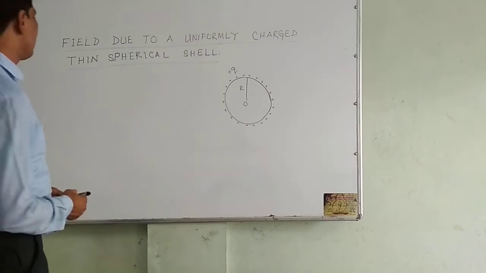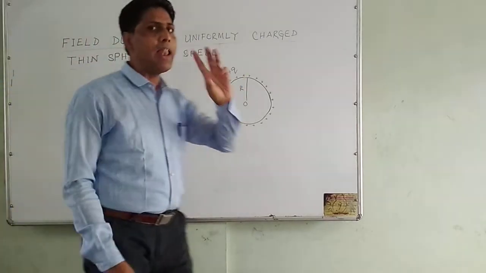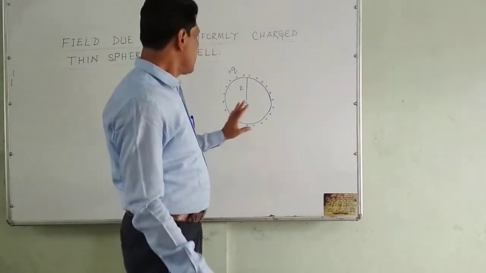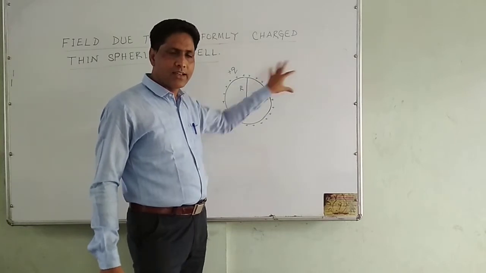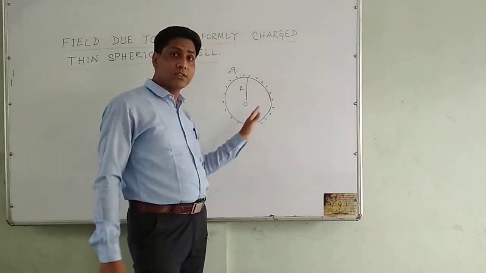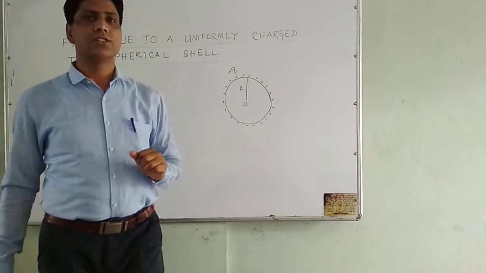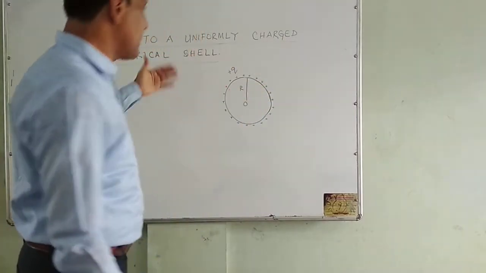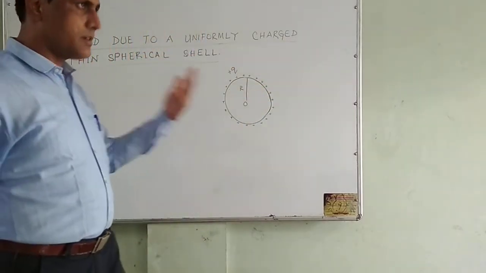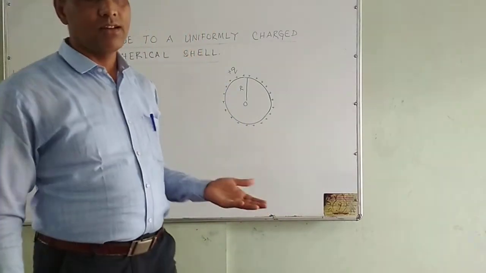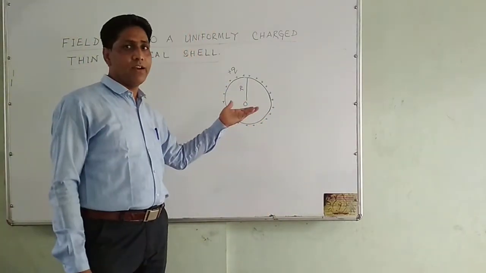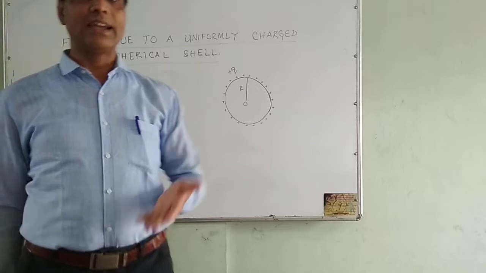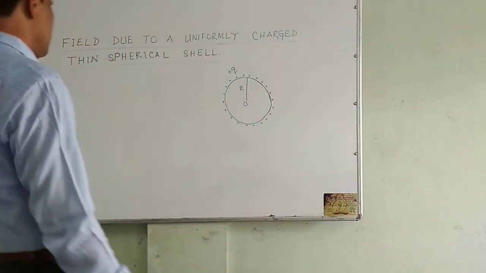In this case, we will have three situations: field outside the spherical shell, field on the spherical shell, and field inside the spherical shell. One by one, we will discuss and find out what the value of electric field is, and what factors the value of electric field depends on.